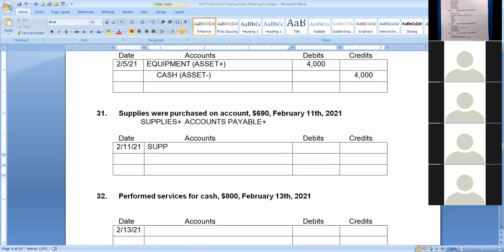Supplies is an asset. Yep. 690. And accounts payable, if you look on the sheet here, accounts payable is a liability, credit.